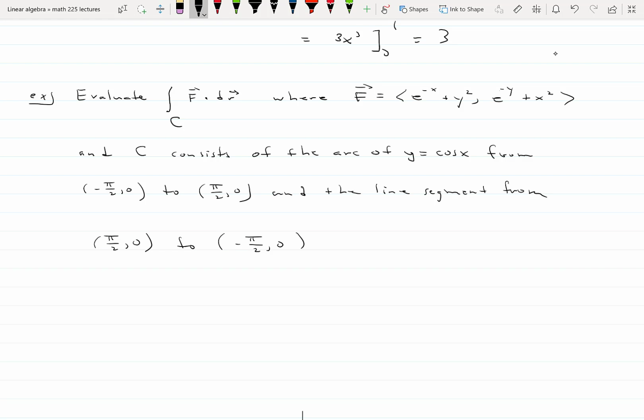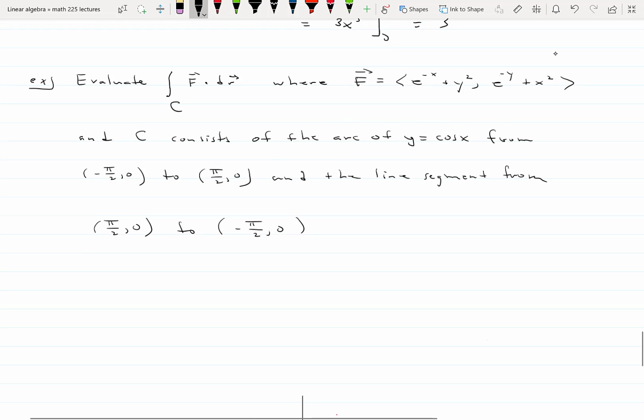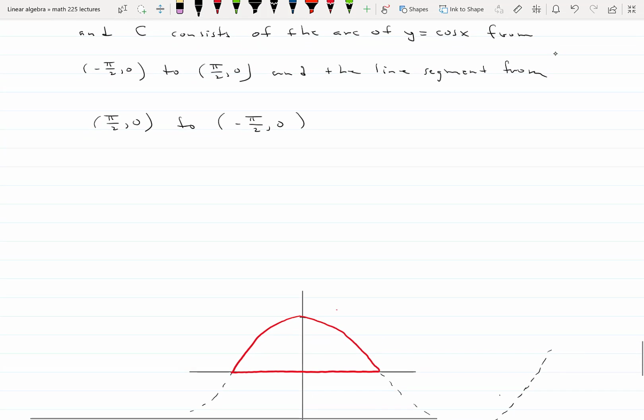Evaluate the line integral. Notice there's no little circle along the center of the integral symbol, so this integral is not fit for Green's theorem. So evaluate the line integral of F dot dr. It looks like a work integral where F equals the force whose components are e to the negative x plus y squared, and the second component e to the minus y plus x squared. And C consists of the arc of cosine. I drew this below for us. The arc of cosine from negative pi over 2 to pi over 2.